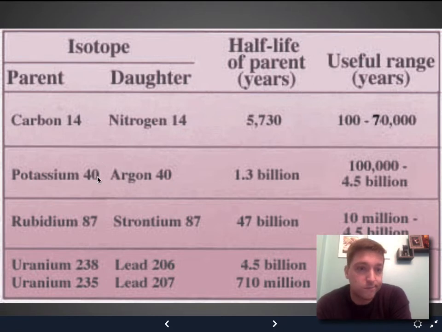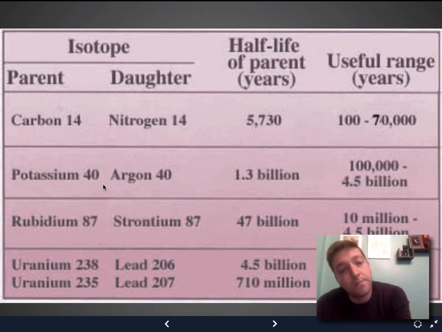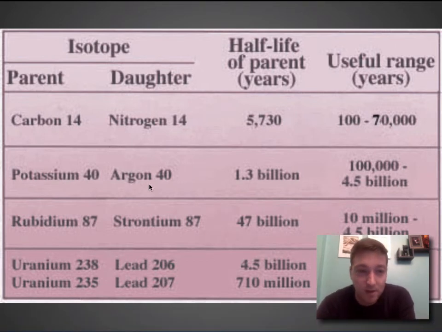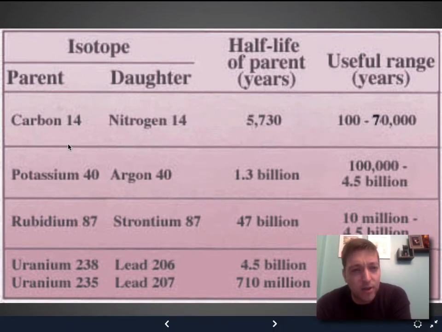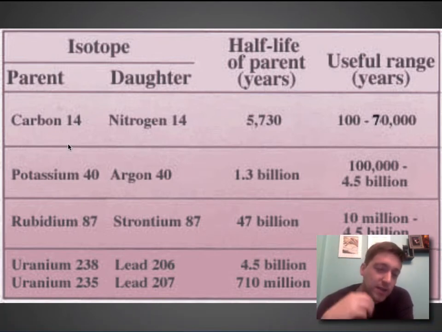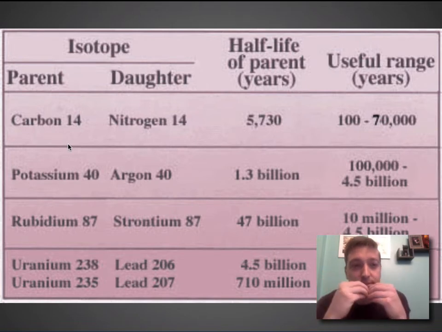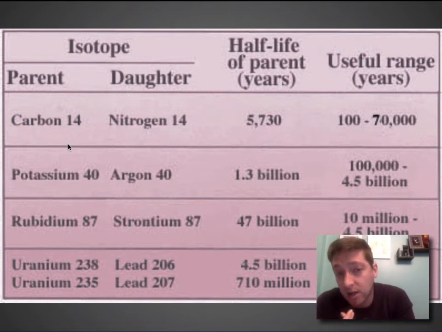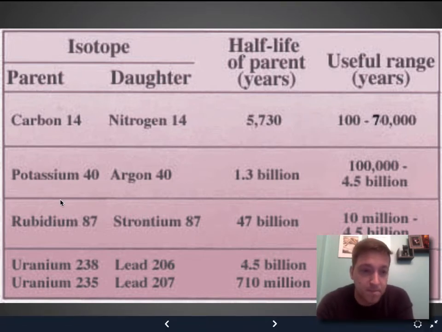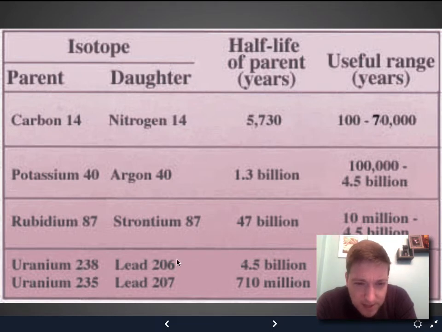Let's look at potassium. After 1.3 billion years, that's quite a long time, half of potassium 40 will change into argon 40. And how do you actually measure these? You take a rock, you send it into a lab, and you actually can measure how much of an isotope is in that rock. Let's look at uranium. Uranium-238, which is an isotope, takes 4.5 billion years to decay into lead.